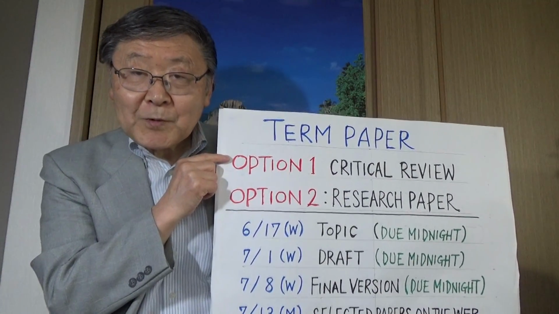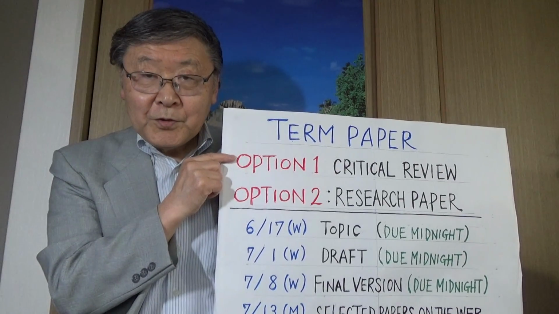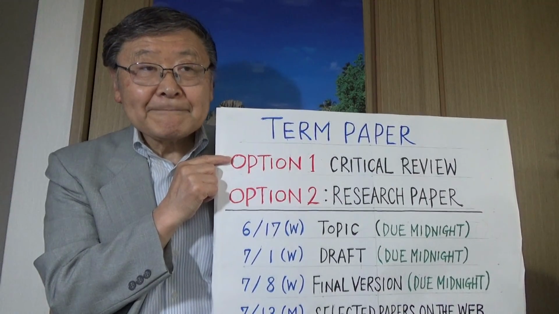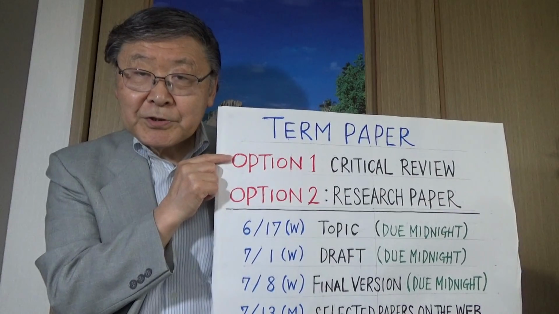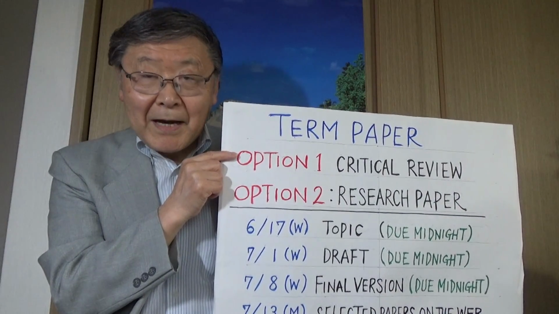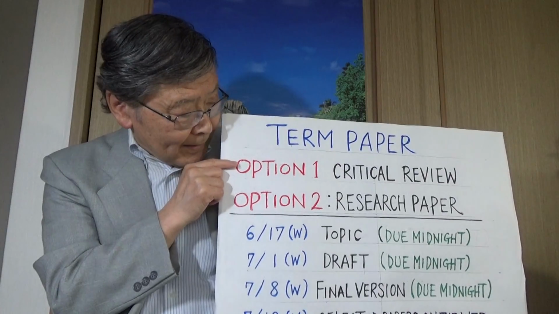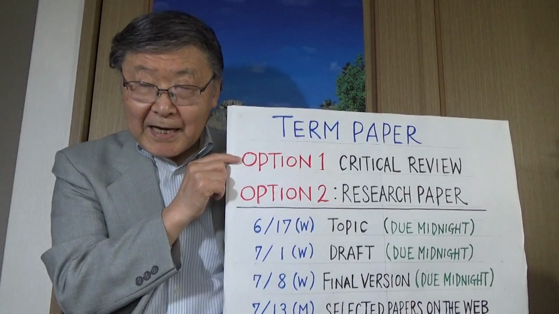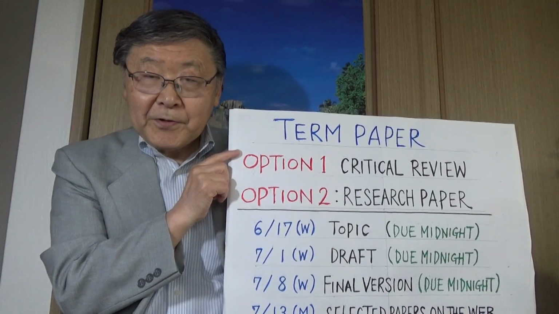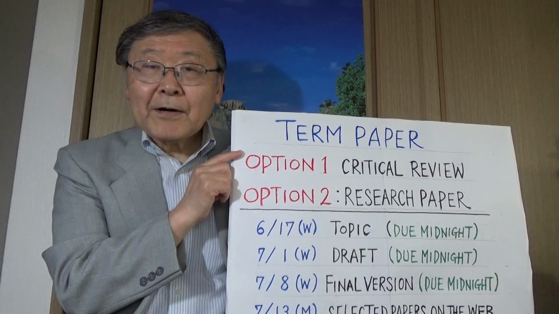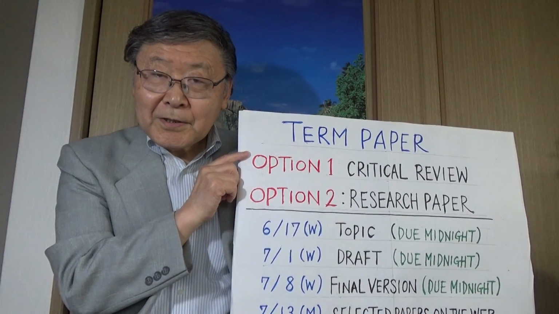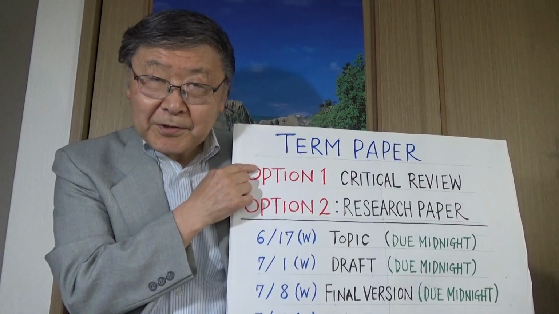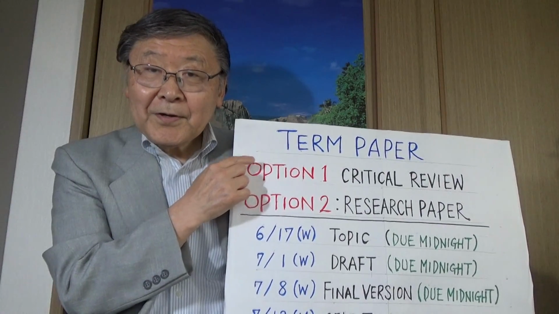Option one is to write a critical review. This is to write a review of an already published paper in the magazines or journals available online. This should be a critical review. That means you have to criticize the opinion of the author of the article already published in a major newspaper or journal. So it's important to find a good opinion article online.